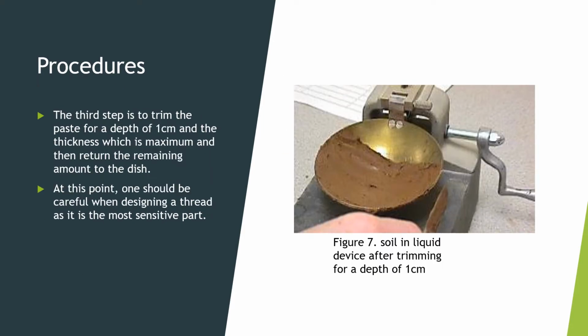After we put a portion of the paste on the liquid limit device, we will need the grooving tool to do the third step, which is to trim the paste to a depth of 1 cm as shown in figure 7. We need to design the surface of the device to have a thickness of 1 cm.